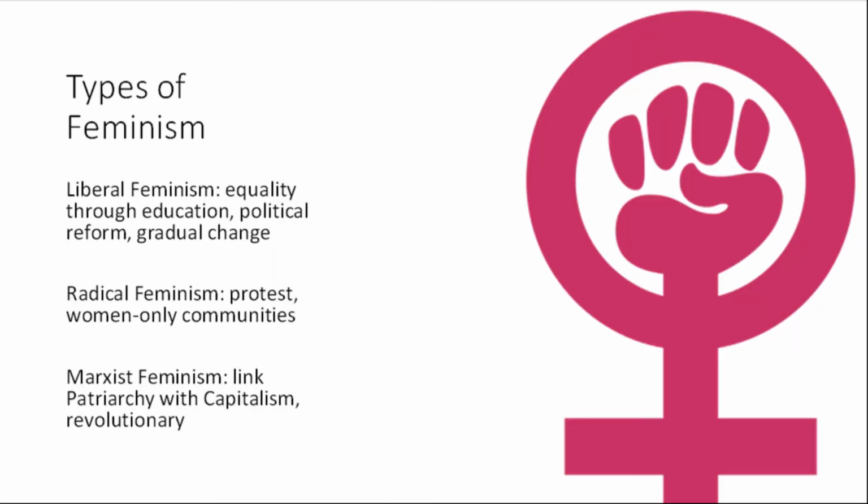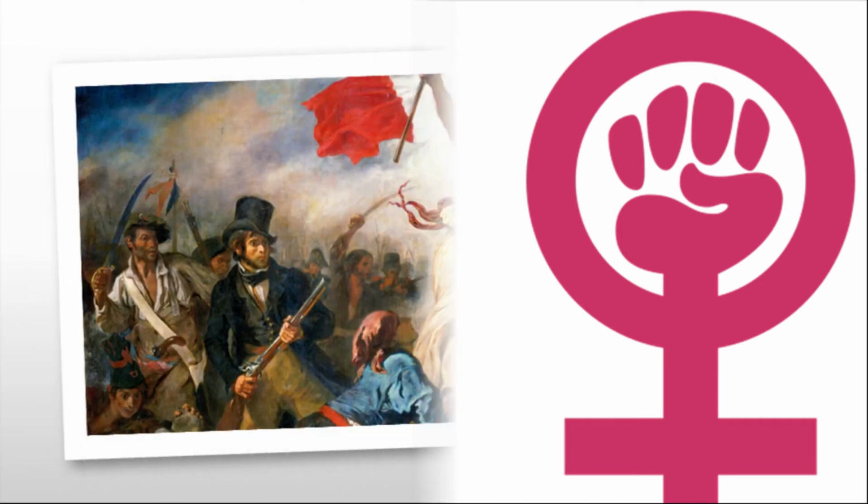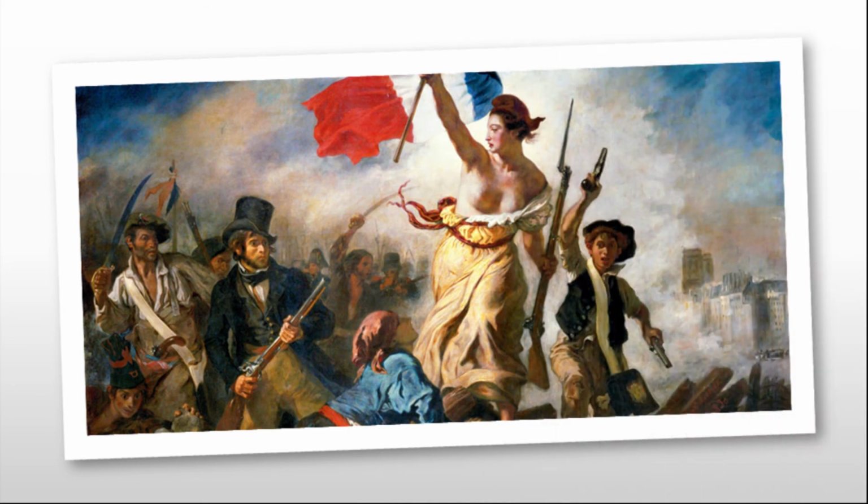Then there is Marxist feminism. This links patriarchy with capitalism, suggesting that you can't have one without the other, and therefore only by overthrowing capitalism can you overthrow patriarchy. This is a revolutionary form of feminism that dismisses the idea of the sort of gradual reform that liberal feminists look for.